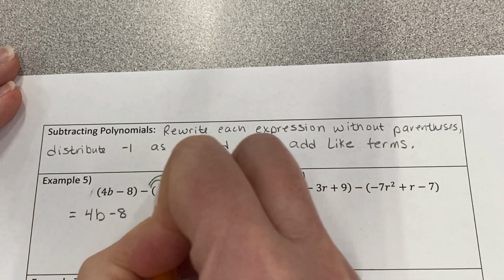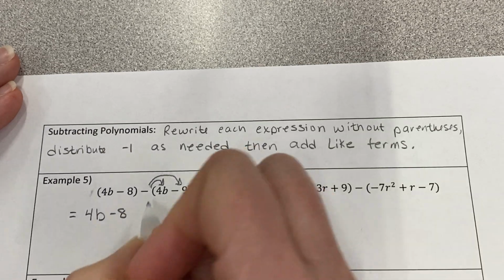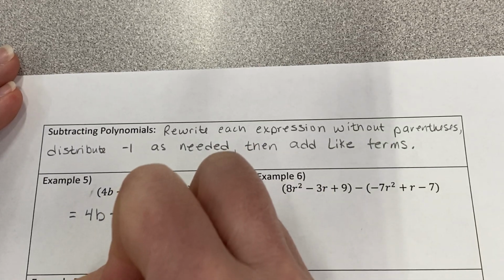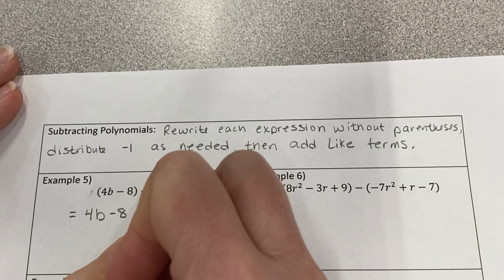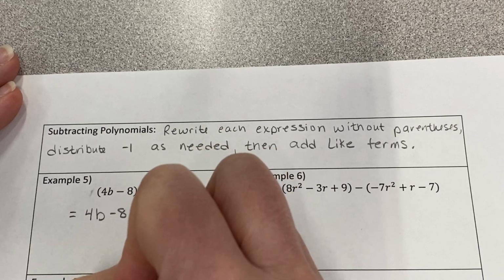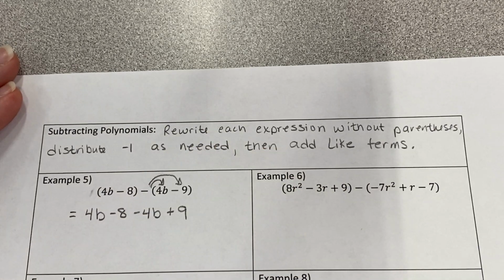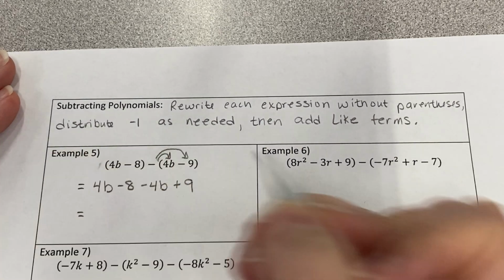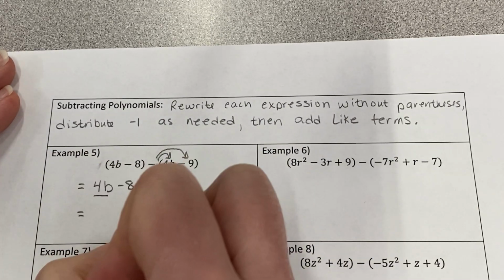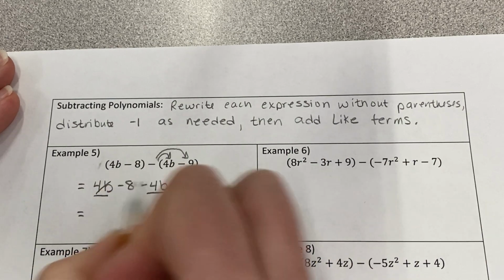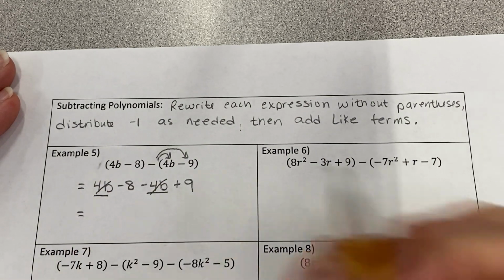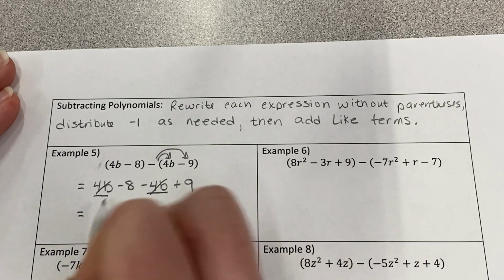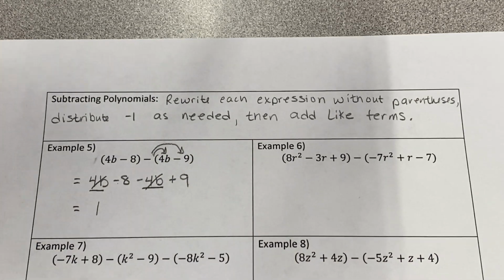Then I'm going to distribute this negative 1. And when I do, I get minus 4b. And then here, negative times negative is positive. Okay, so your signs are going to change. Combining like terms, 4b minus 4b cancels. They cancel each other out, and we get negative 8 plus 9, which is 1. So the answer here is simply 1.